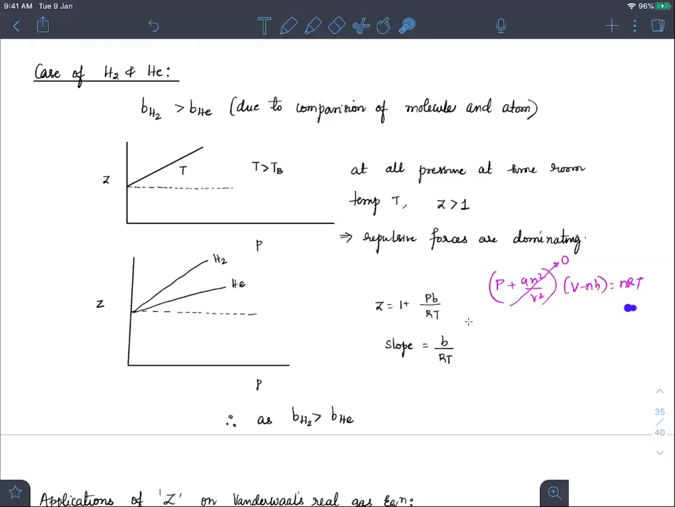Now if you write in terms of PV here, PV minus PnB is equal to nRT. Divide everything by nRT, then you'll get this. So Z is equal to 1 plus PB by RT. So you can see Z is always greater than 1 in all the cases. So that's why, hydrogen या helium के लिए Z calculate करने के लिए you can directly use this formula. Z would be equal to 1 plus PB by RT.